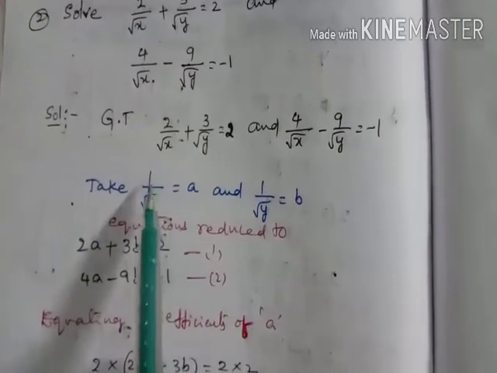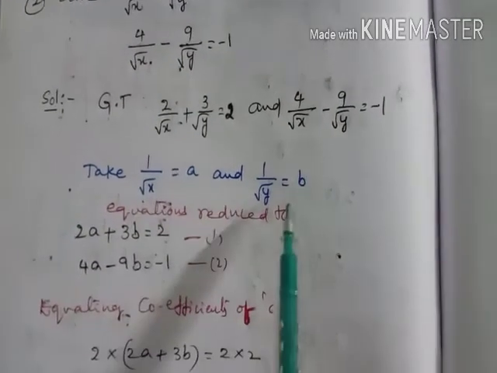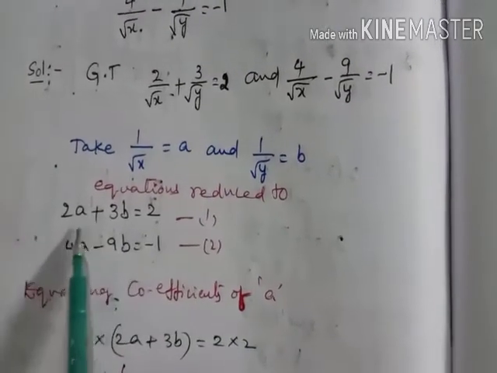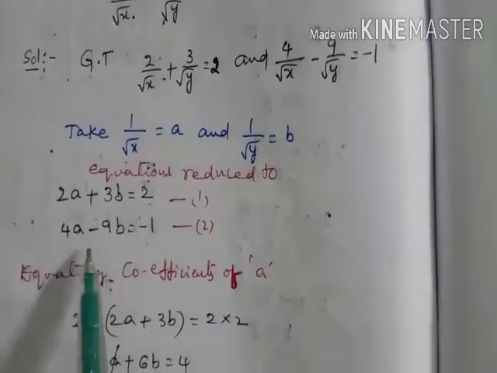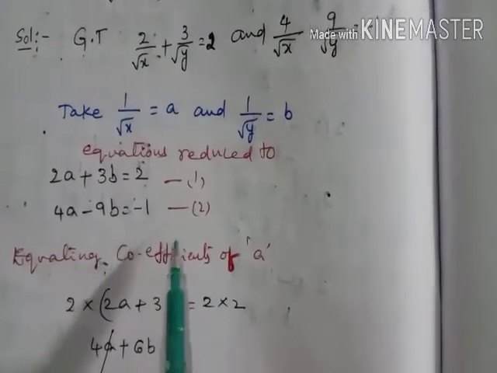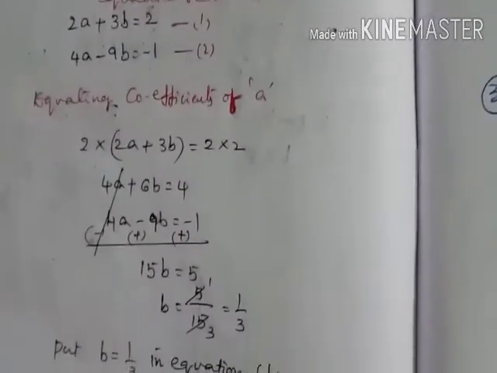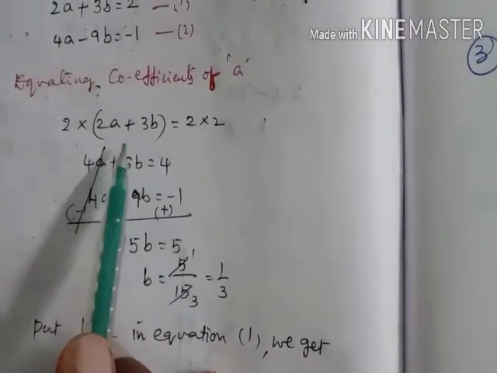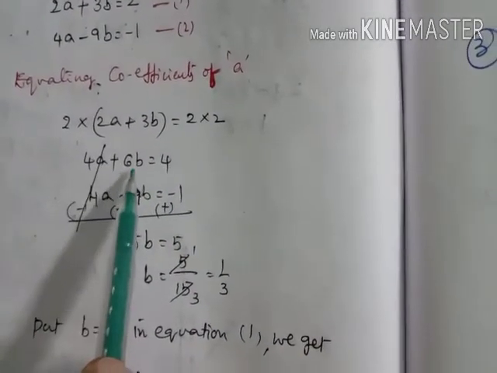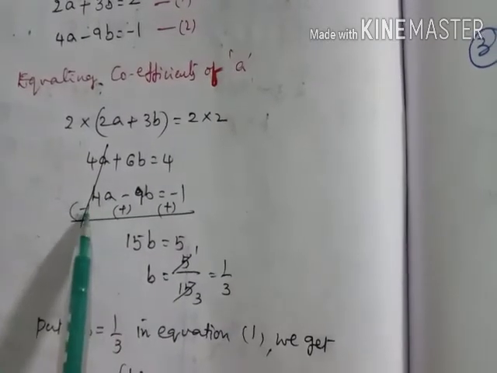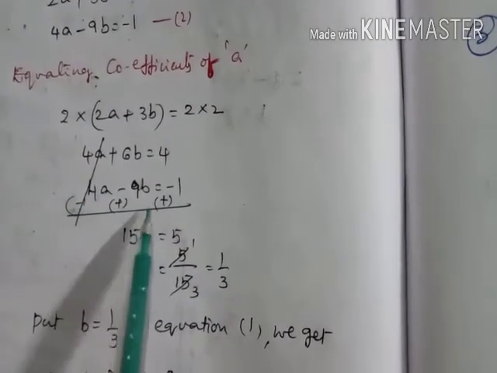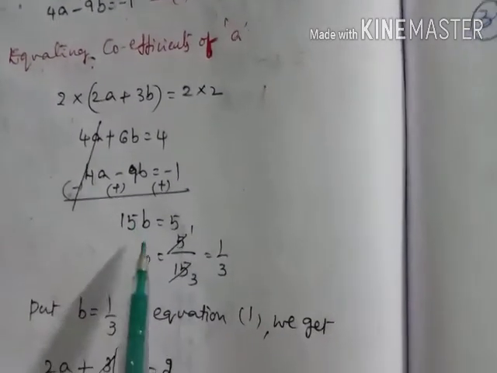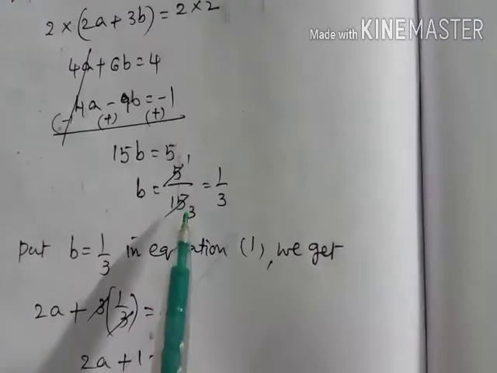So I am taking 1 by root x is equal to a, 1 by root y is equal to b, and the equations reduce like this: 2a plus 3b is equal to 2, 4a minus 9b is equal to minus 1. I am equating coefficients of a. So I am multiplying the first equation by 2. I am getting 4a plus 6b is equal to 4. And 4a minus 9b is equal to minus 1. So the a coefficients can be cancelled. I am getting b is equal to 1 by 3.